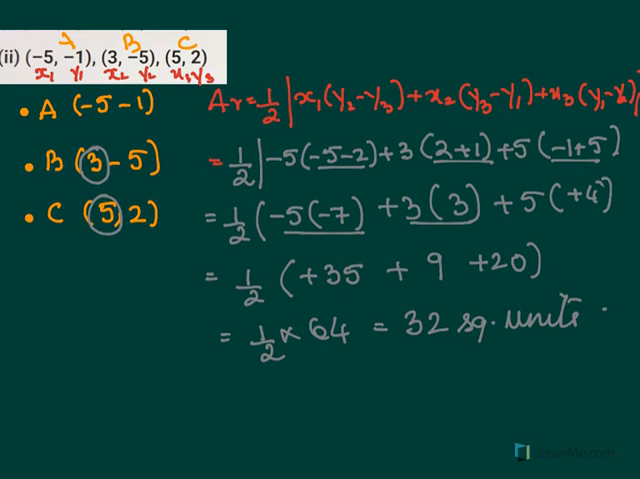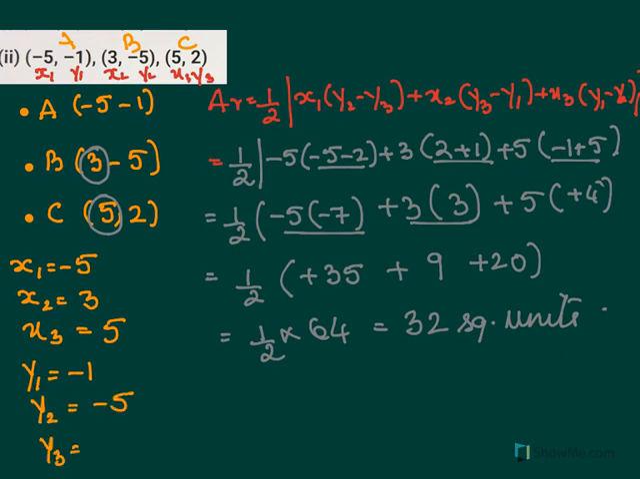So all you need to do is just put the values. I will just write it up again. Wherever there is x1, you will put minus 5. Where there is x2, you will put 3. Where there is x3, you will put 5. Then for y1, you will put minus 1. For y2, you put minus 5. And for y3, you will put 2. Just put the values. All you need to do is remember the formula.